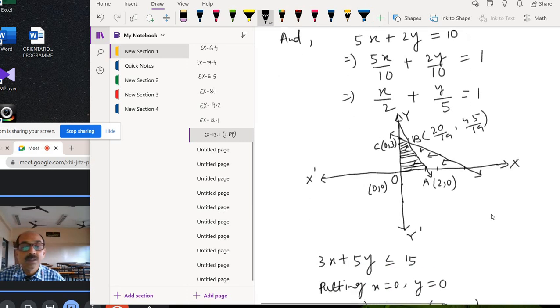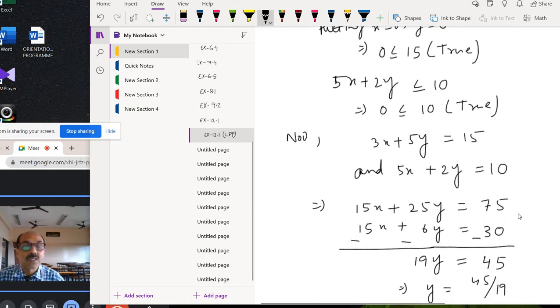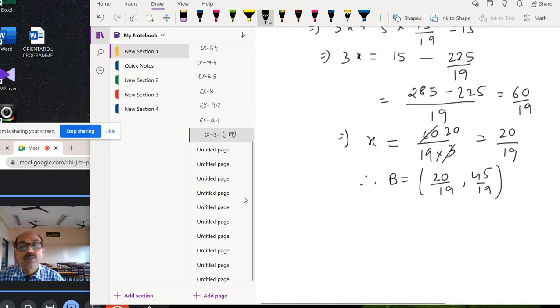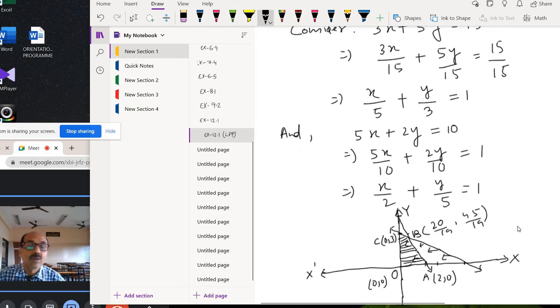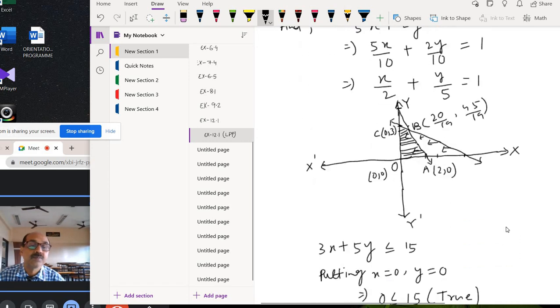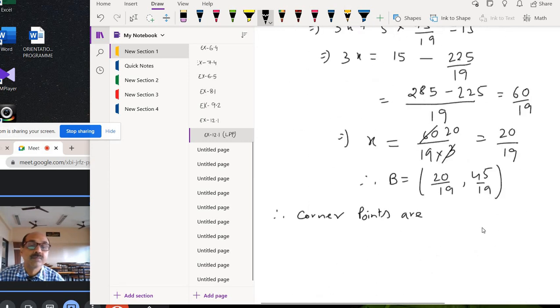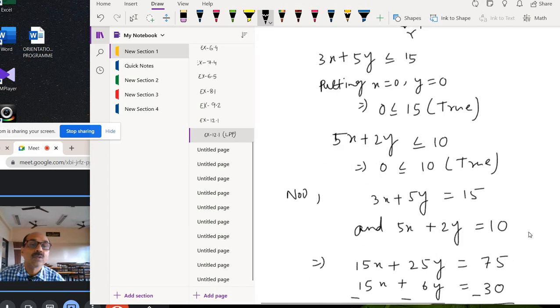Now find the values of Z. First write the corner points, which are O, A, B, C. O is the origin, 0, 0. Then A is 2, 0.